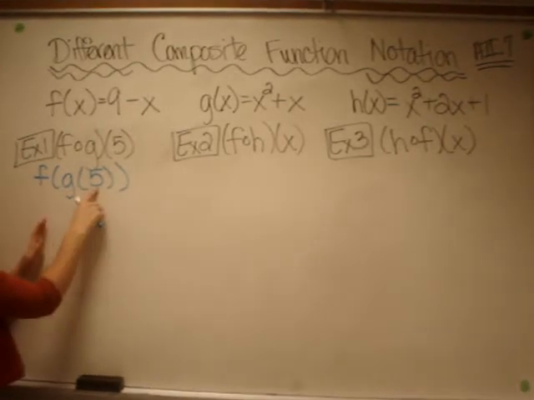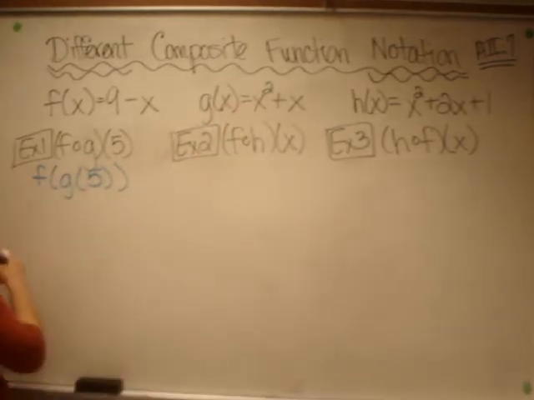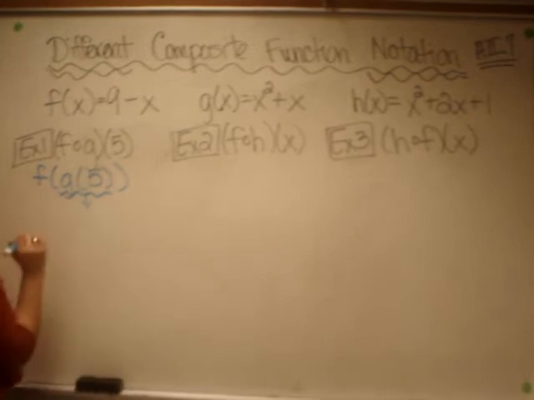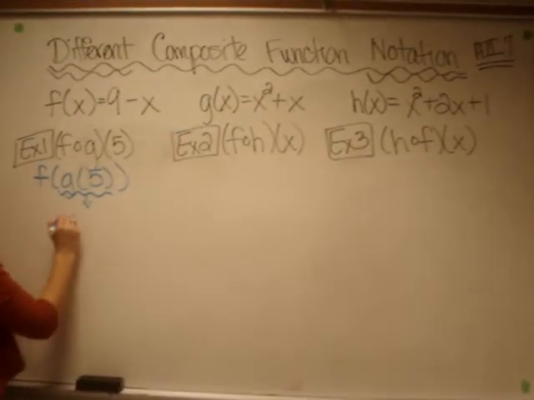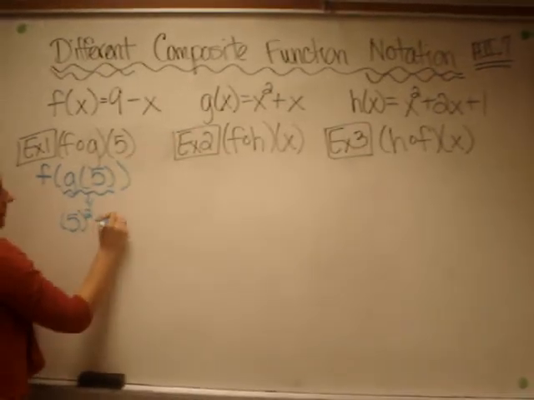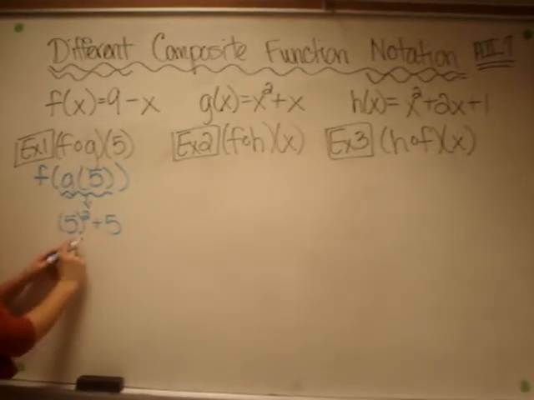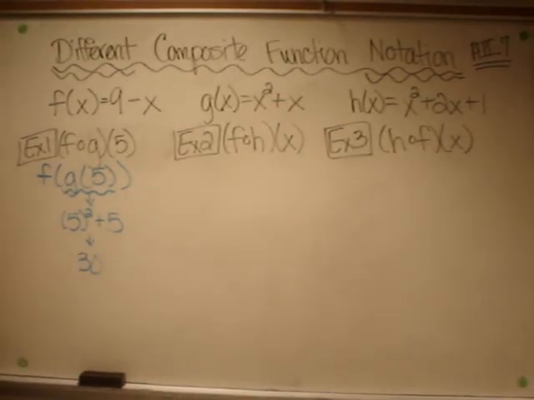So we take this 5 and we put it into the g function. So since this is the g function, we're going to take a 5 and we're going to put that in here and here. So that would be 5 squared plus, we're going to put a 5 in again, so we're putting 5 in for those x values. That is 25 plus 5, so that's the number 30.